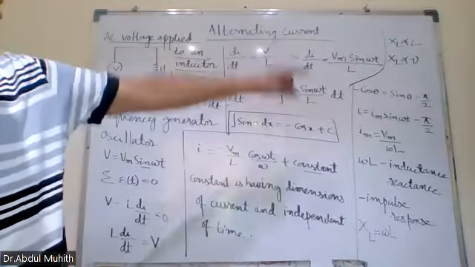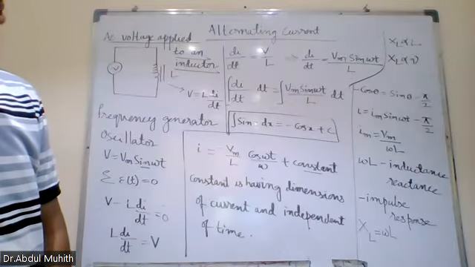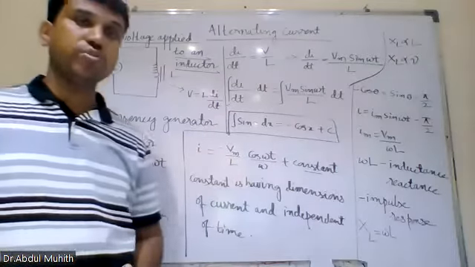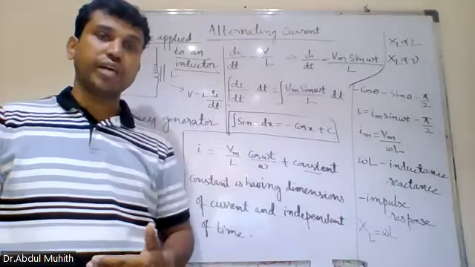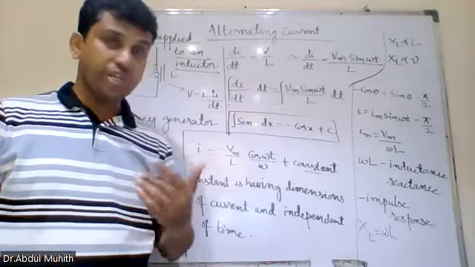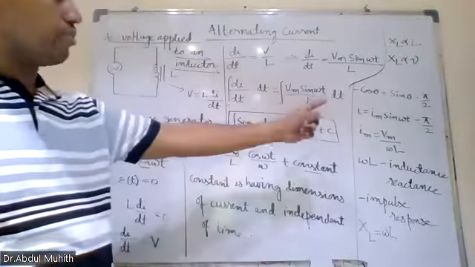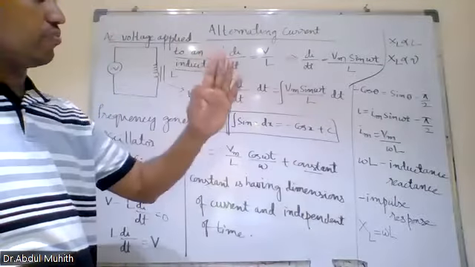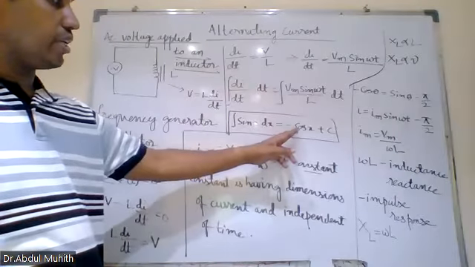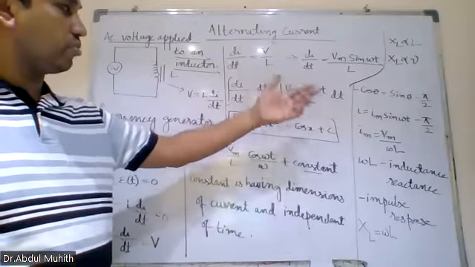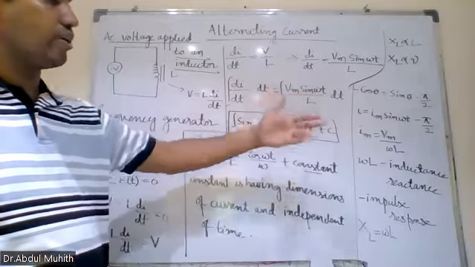Now XL is proportional to nu, which means it is directly proportional to the inductor and also directly proportional to the frequency. So we have minus cos omega t. I got cos, and I want to convert it to sin.